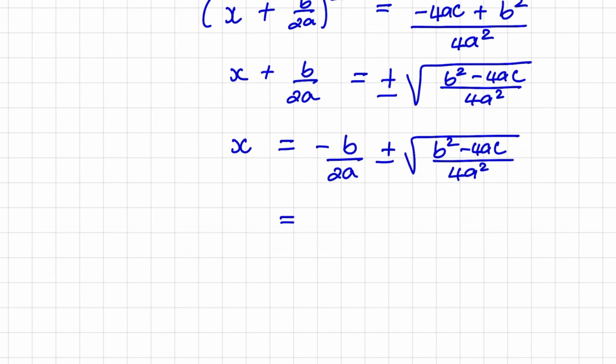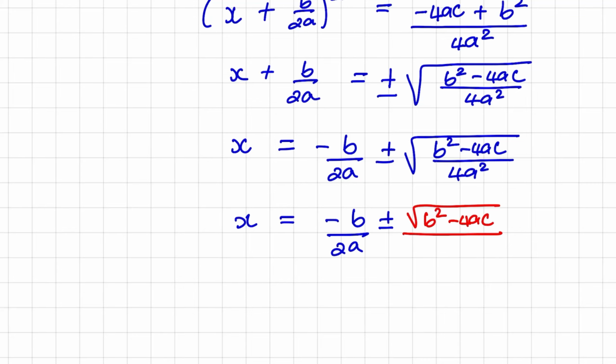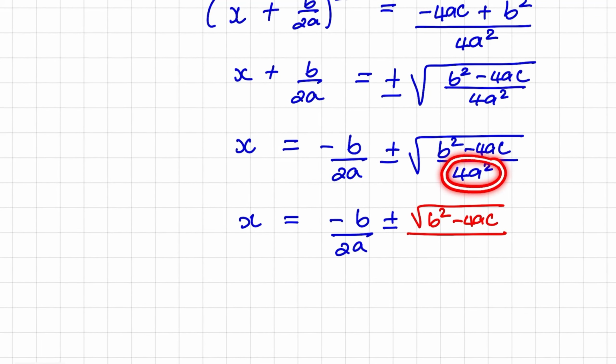And the only thing left for me to do is rewrite that square root. So I have plus minus, and I look inside the square root, and I can see that I cannot square the numerator. So I have the square root of b squared minus 4ac over, then the square root of 4a squared is simply 2a. So it's over 2a.